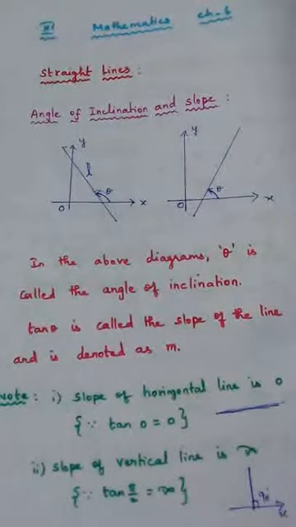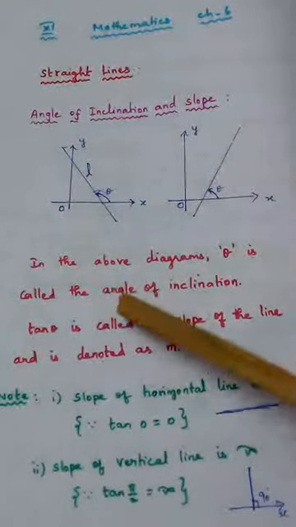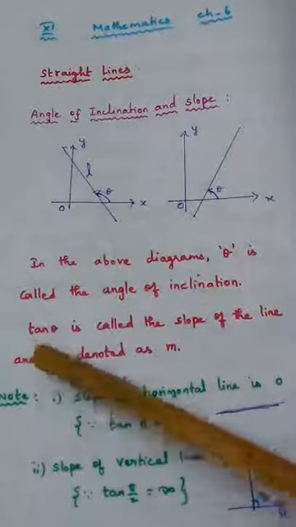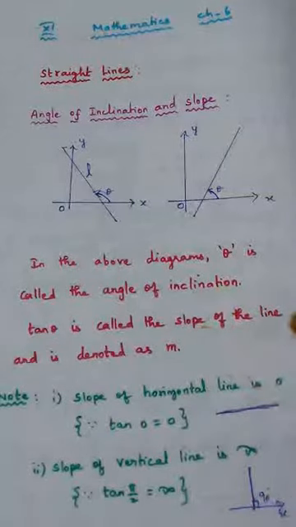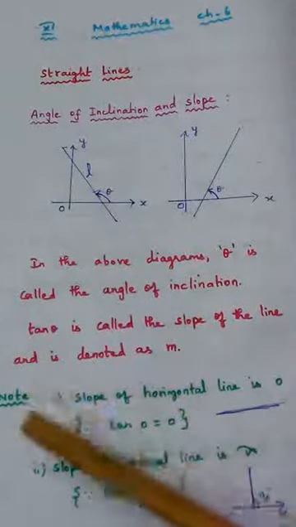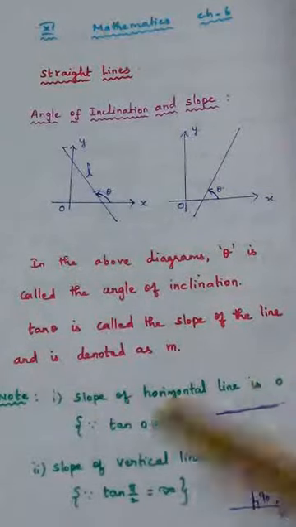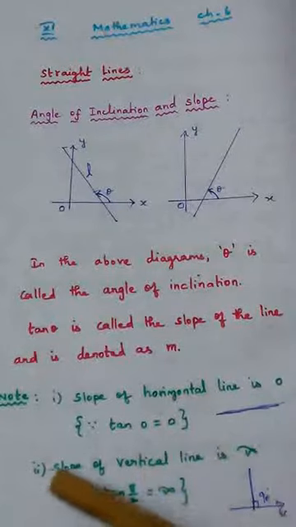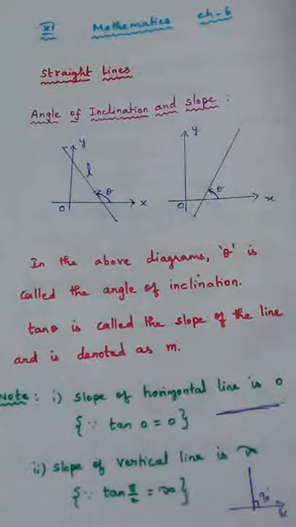So what are the things that we have seen now? Theta is called angle of inclination. Tan theta is called slope of the straight line. It is denoted as m. If a horizontal line is there, slope will become 0. If a vertical line is there, then the slope of the vertical line is infinity or undefined.